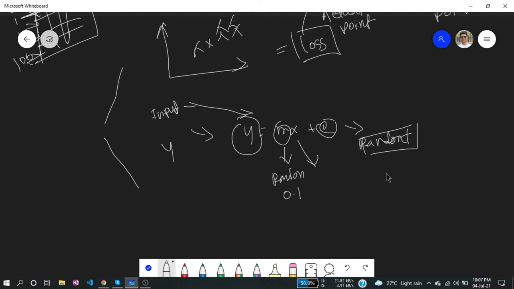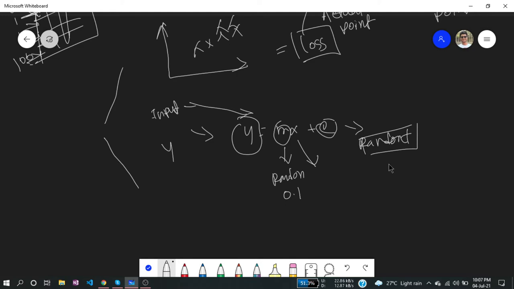But after applying gradient descent, it will automatically find the actual weight, actual intercept and slope, which would be the best fit line. So it will calculate by using gradient descent. But now you are defining the C and M as random values here.